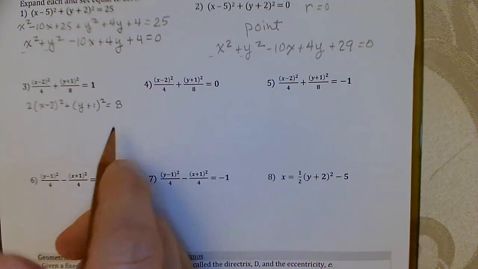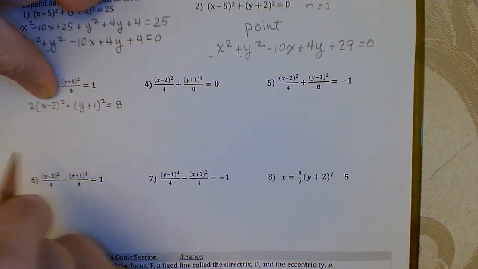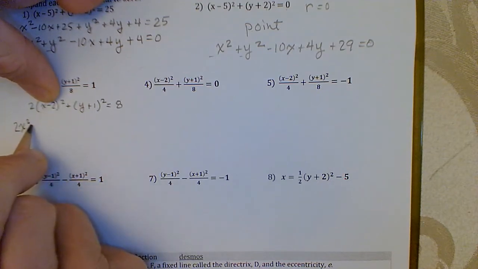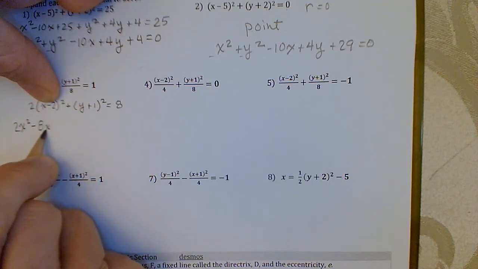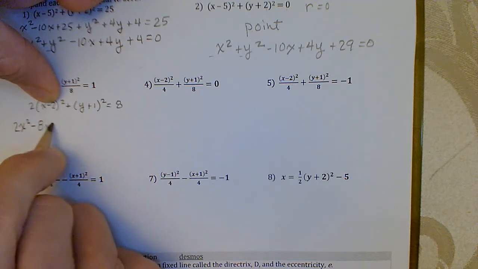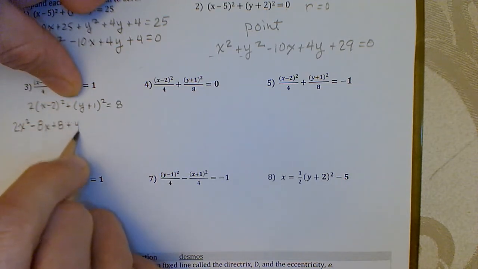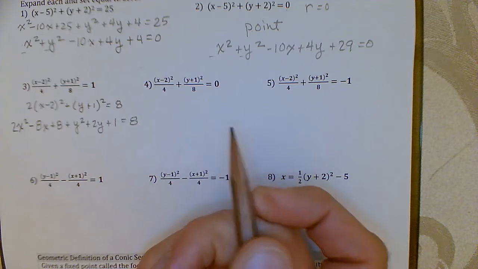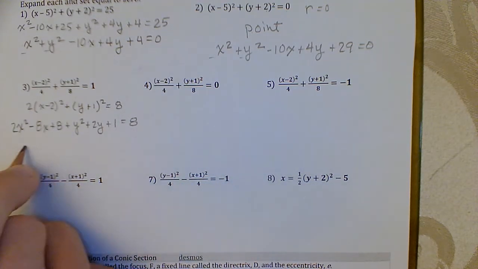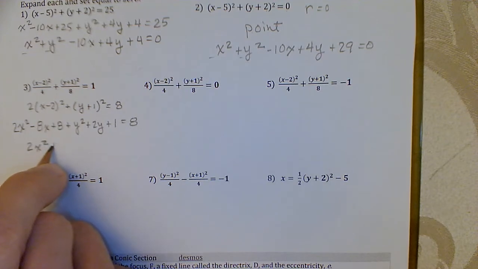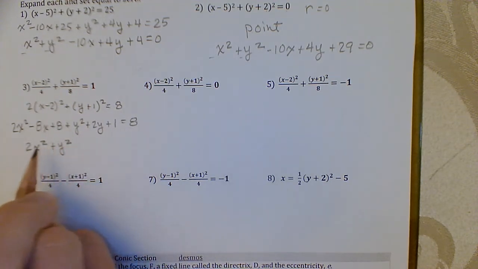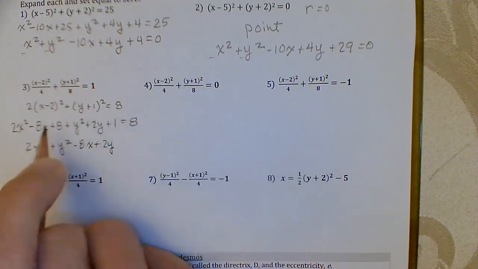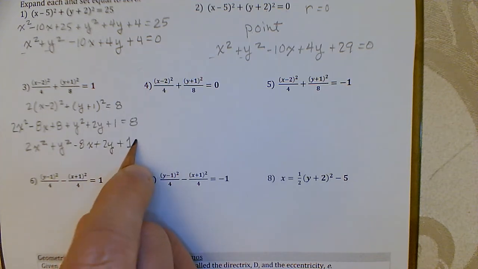And now I just want to expand these out. So I'm going to expand this, and at the same time I'm going to distribute my 2. So this ends up being 2x squared minus 8x plus 8. And then this one, y squared plus 2y plus 1 equals 8. And so now let's put it in general form, set it equal to 0, combine like terms. We get 2x squared plus y squared minus 8x plus 2y. The 8's are going to cancel, leaving us with plus 1 equals 0.